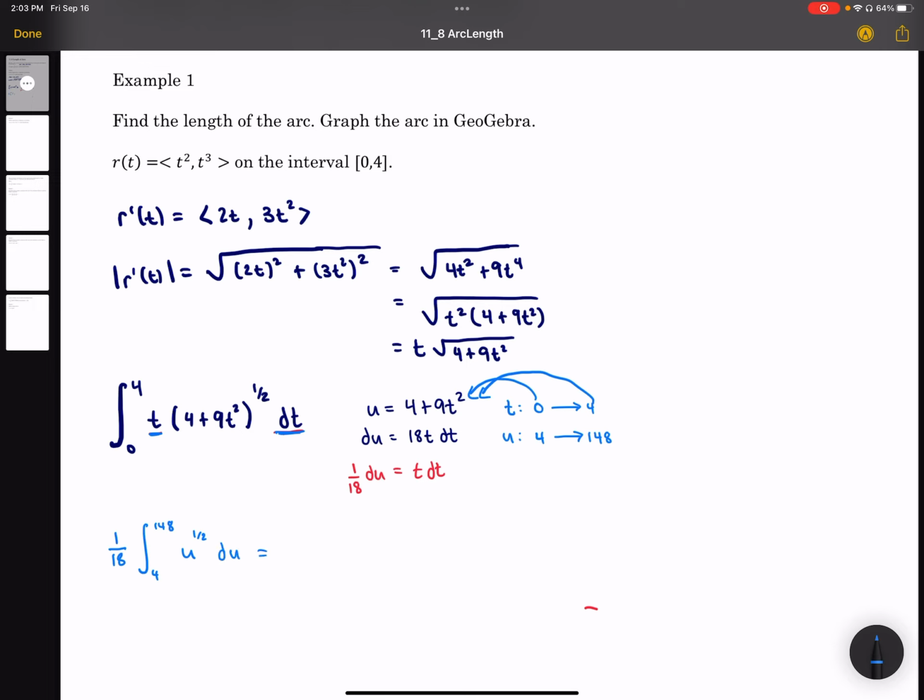Now from here, we're just applying basic rules for integration. So we're going to get 1/18th u to the 3/2 divided by 3/2. So that means that we actually multiply by 2/3. And we need to evaluate that from 4 to 148. So if we simplify a bit, we're going to get 2 over 54, or 1/27th of u to the 3/2. And we want to evaluate that from 4 to 148.